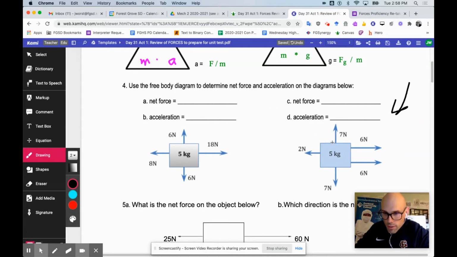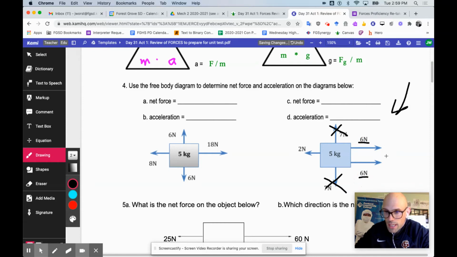So for the net force, remember, opposite direction subtract, same direction adds. If they're orthogonal directions or perpendicular, you don't add or subtract those. So 7 newtons up cancels with 7 newtons down. Those cancel, those go away. They net to 0 in that direction, the vertical direction. Now in the horizontal direction, I have 6 newtons plus 6 newtons to the right.